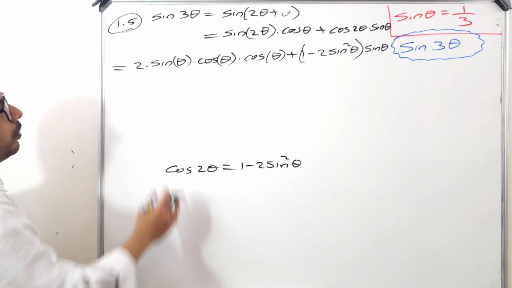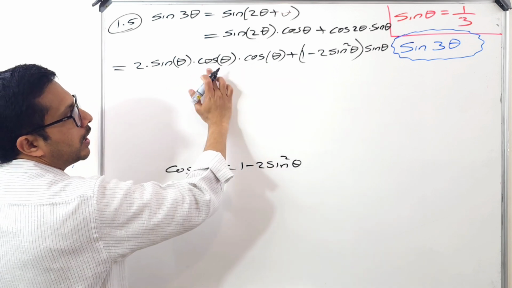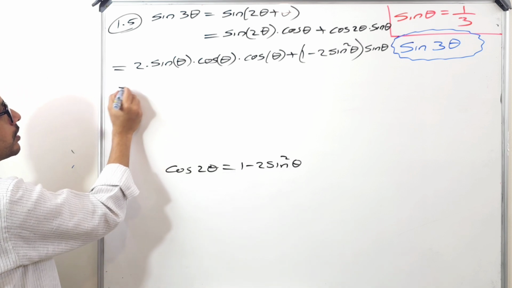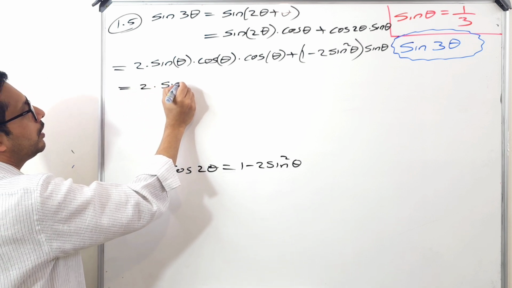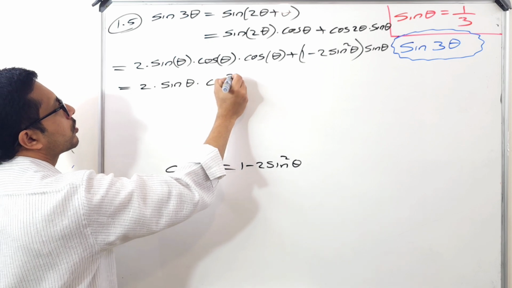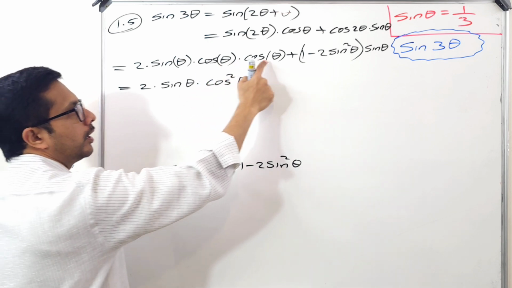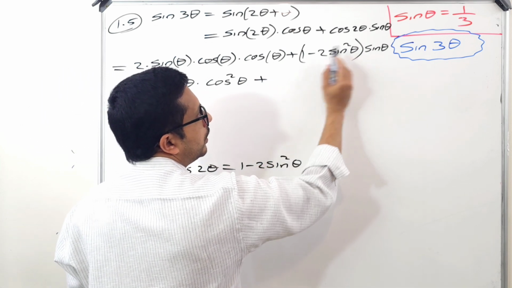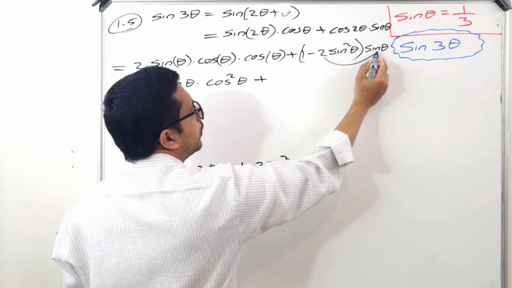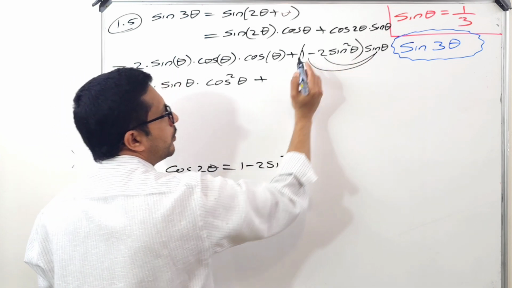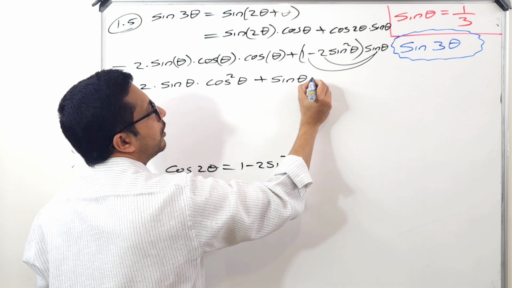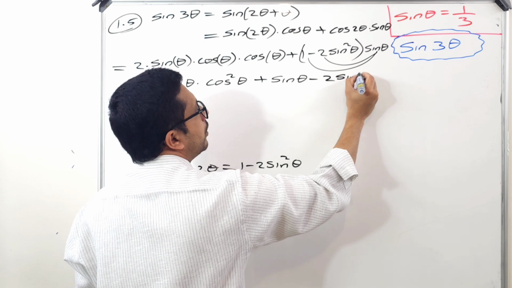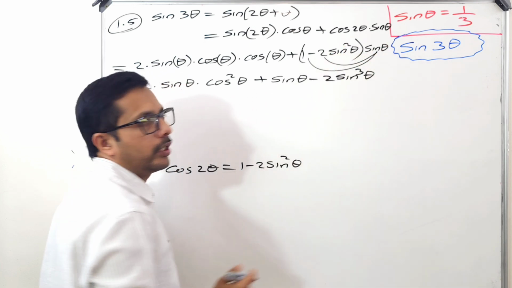Okay. Now what is this one? Look at this, cos theta times cos theta. What is cos theta times cos theta? Cos square theta. So next step, 2 into sine theta into cos square theta plus, now I am going to expand this bracket, sine theta into 1, and sine theta into minus 2 sine square. So sine theta times 1 is sine theta, and sine theta times minus 2 sine square is minus 2 sine cube theta.